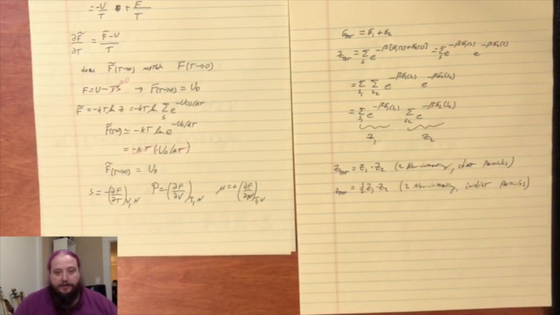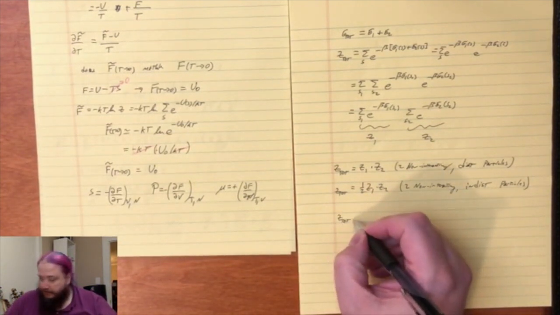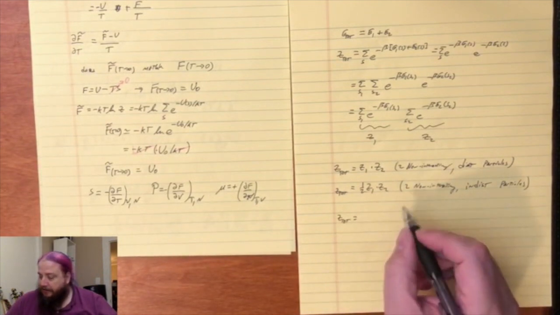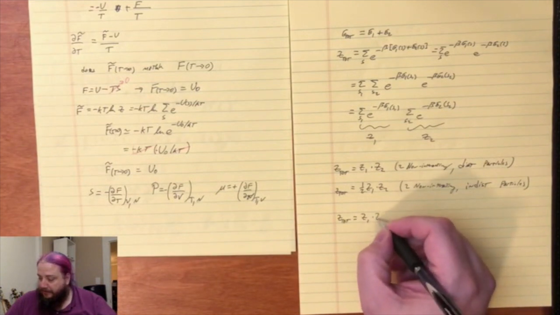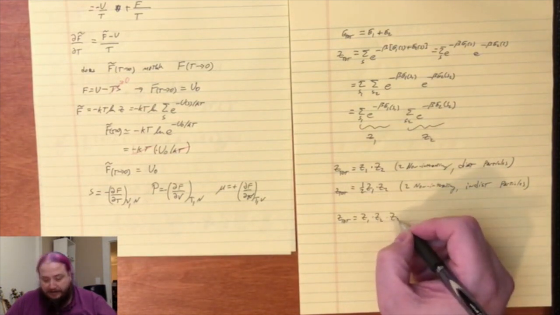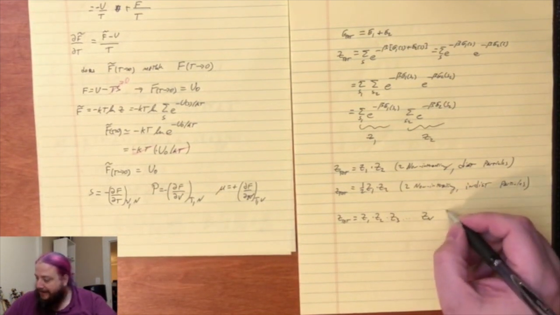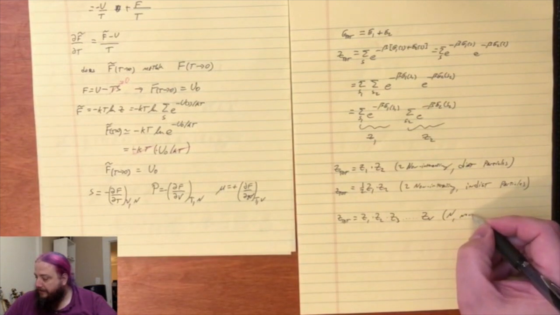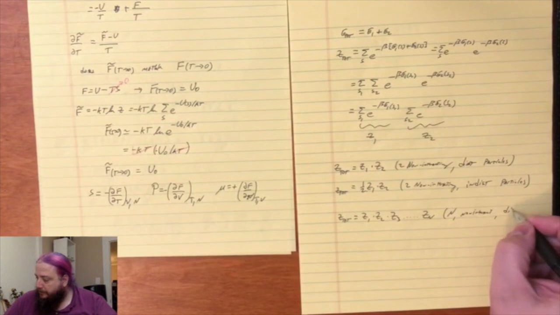And we can kind of see how this is going to go if we keep adding more and more particles. So if we had n non-interacting distinguishable particles, the result would be z1 times z2 times z3 and so forth, up to zn. So this is n non-interacting distinguishable particles.